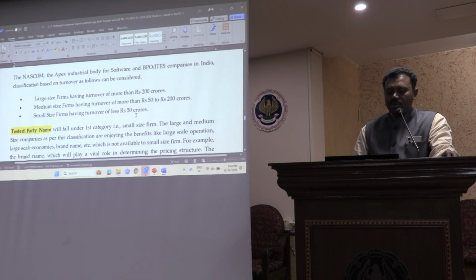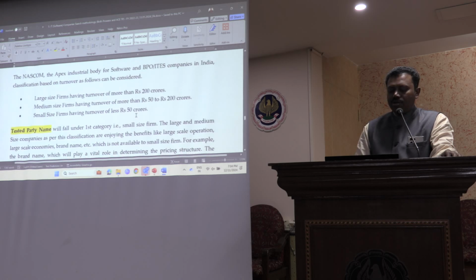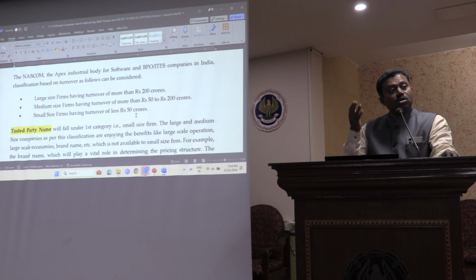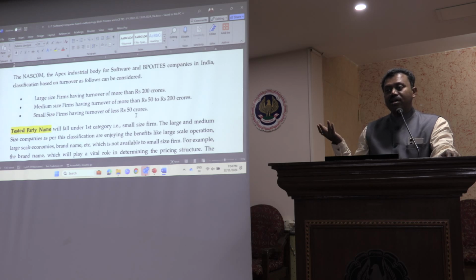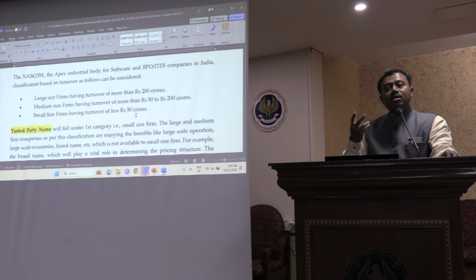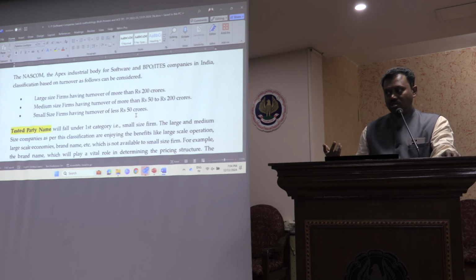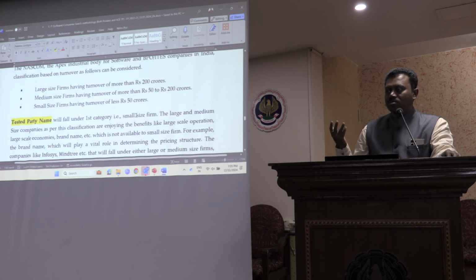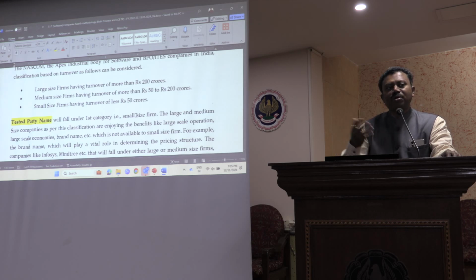The NASSCOM, apex international body of software, BPO or ITES companies in India, classification based on turnover as follows can be considered. It's the topmost IT body in the entire country. So more than them, who else has better knowledge to classify companies as large, medium and small? So I've gone with this definition. So beyond 200 becomes large. Small and medium is considered 1 to 200.